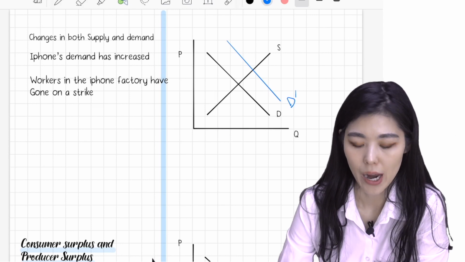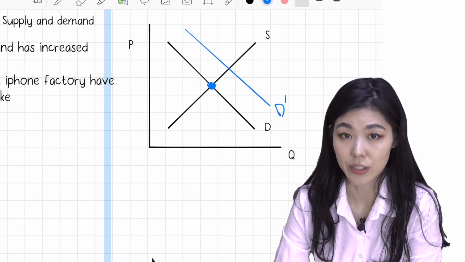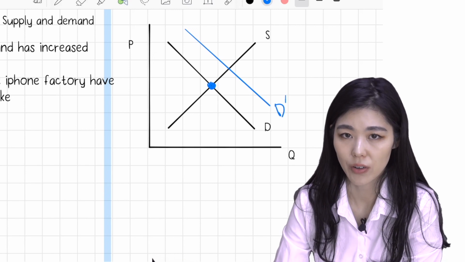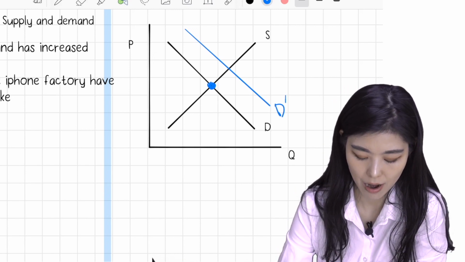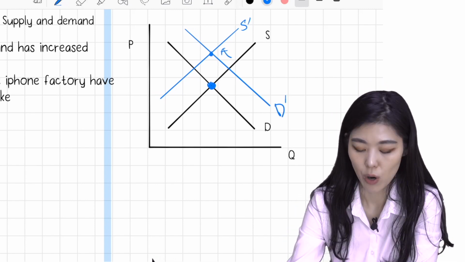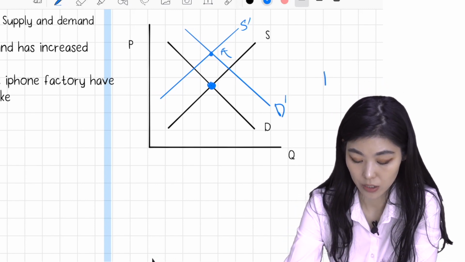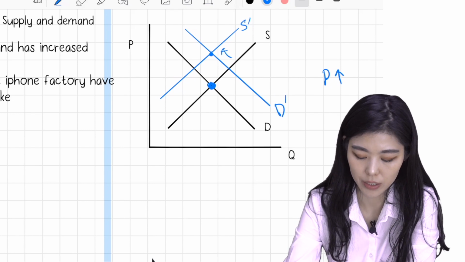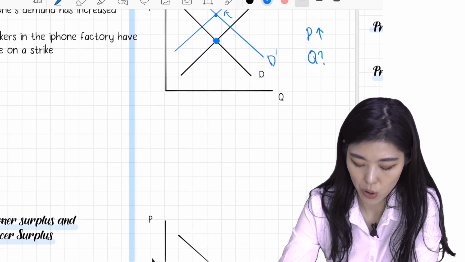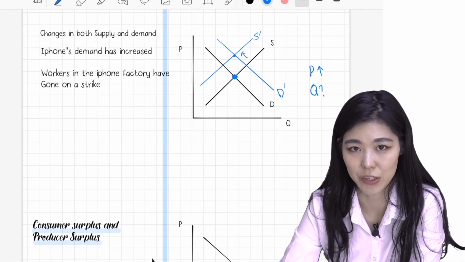What about the supply? Because the workers went on a strike, they are not going to be able to produce so many iPhones. The supply will shift to the left like this. So find the new equilibrium here. What we know is price has increased. What happened to the quantity? It looks like it stays the same. So what you have to know is that quantity is indeterminable.